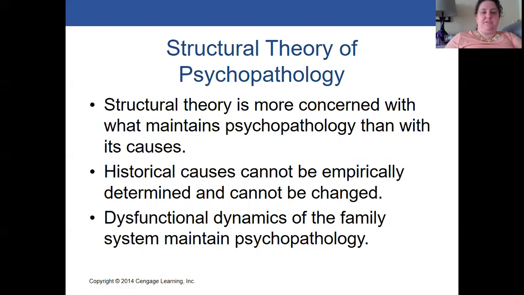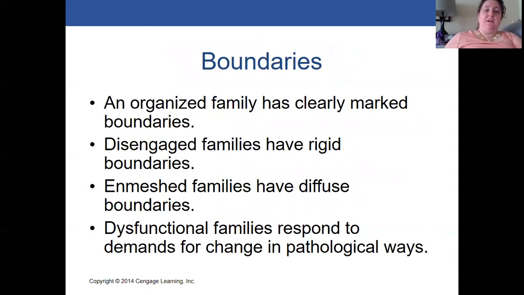So, structural theory is concerned with what maintains a psychopathology, not what started it. Like Minuchin says, we can't change the past, but we can change what's going on right now. These dysfunctional dynamics within the family are maintaining the psychopathology of the identified patient, but also the problems within the family itself. So Minuchin really talked about relationships between the family members, and in particular boundaries. An organized family has clearly marked boundaries, and that's what we tend to think of as a normal or healthy family. I mean, these are weird words in psychology, right?